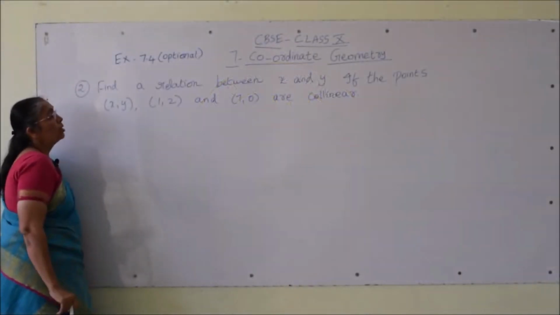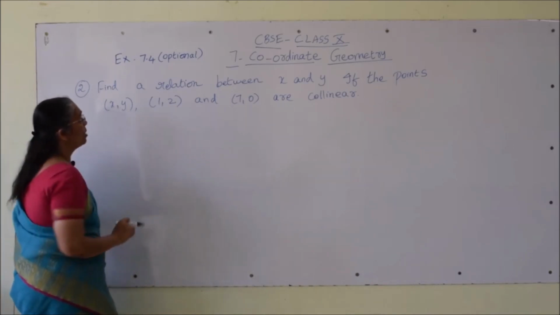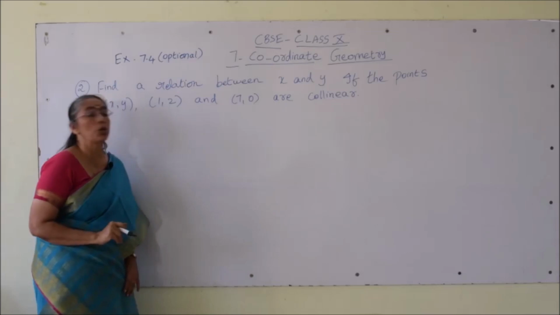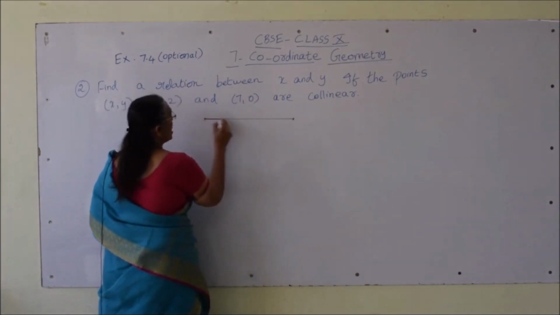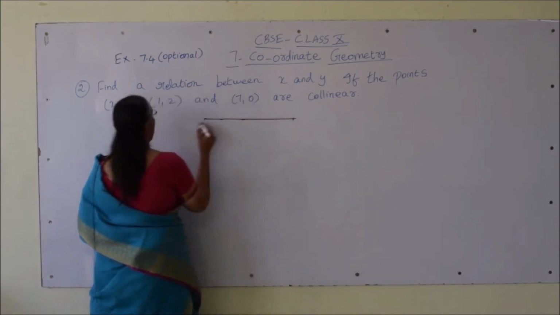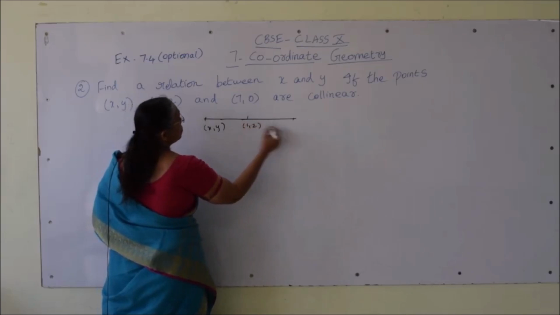Second problem: find a relation between x and y if the points (x, y), (1, 2) and (7, 0) are collinear. The points are said to be collinear if they lie on the same straight line. So, consider this is (x, y), (1, 2), (7, 0).